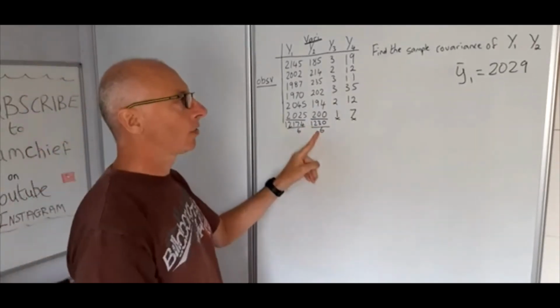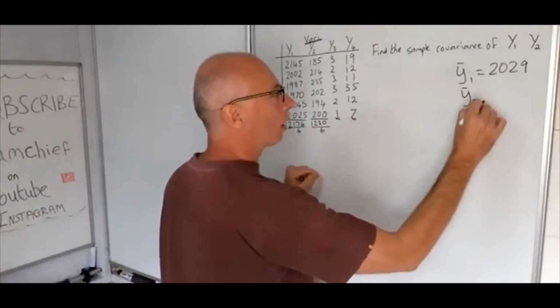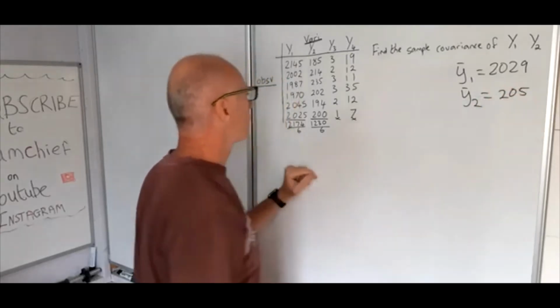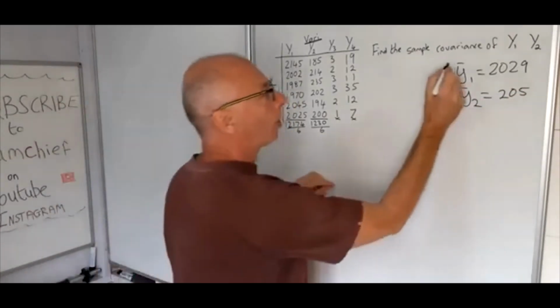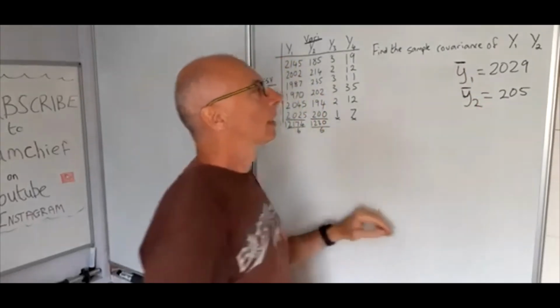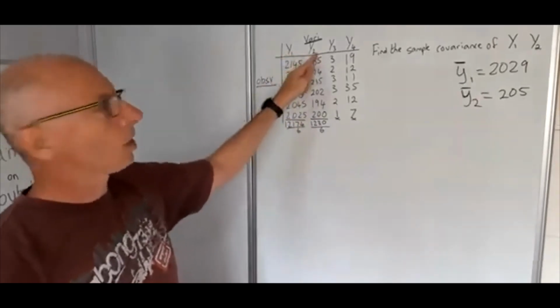So now our mean average of this one, which we're going to call y bar 2, equals 205. The bar on the top denotes the mean average, and the 1 and the 2 denote column 1, column 2, assigned to each of these variables.